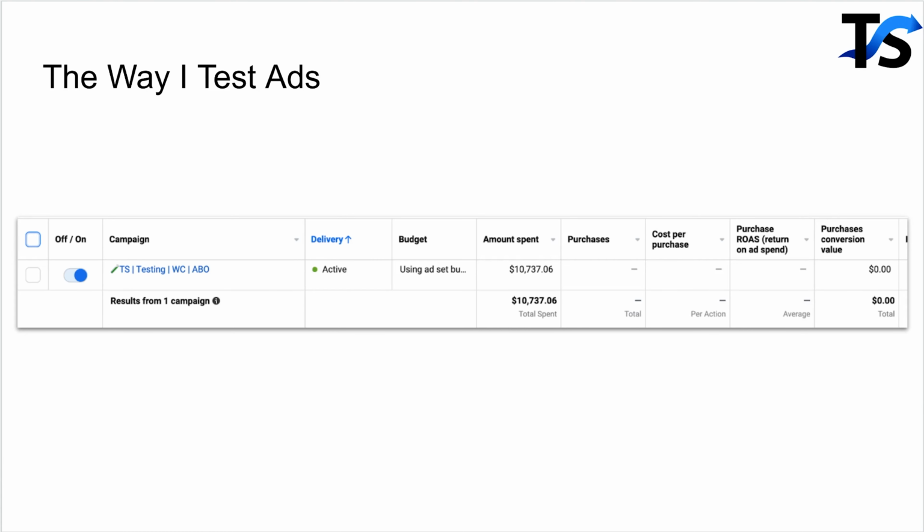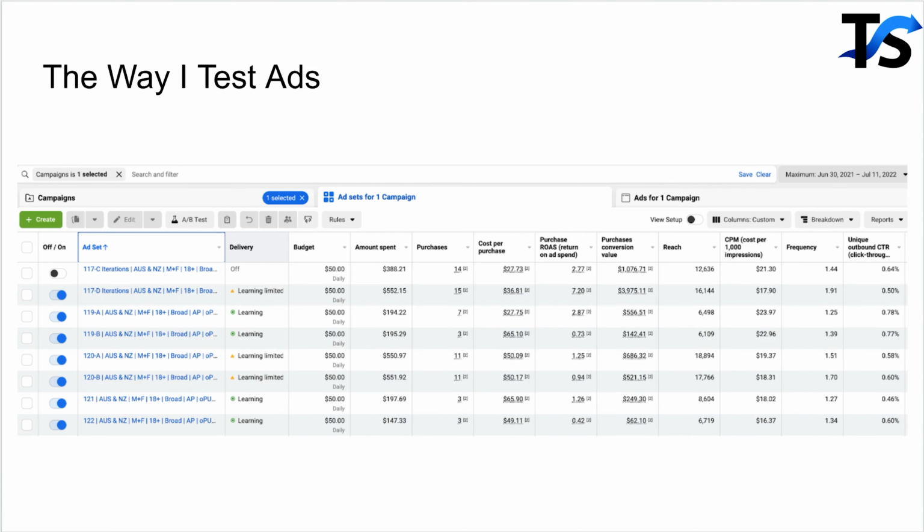So first off, the way I test ads is I have one campaign, and inside of this campaign I have a bunch of ad sets. Now these ad sets do not stay on all the time. These ad sets are turned on when I launch a new set of ads, and I turn off that particular ad set when it becomes unprofitable.